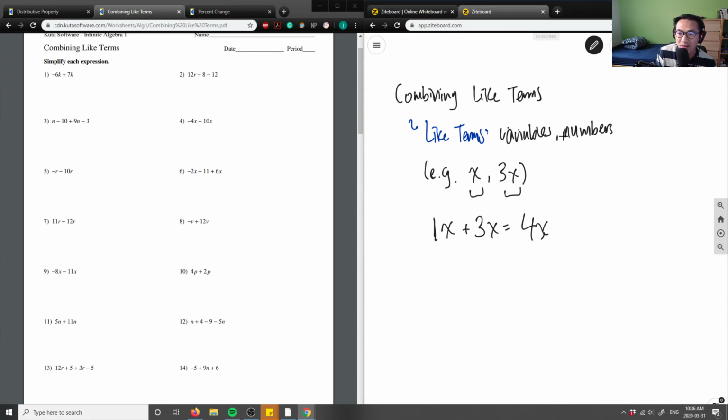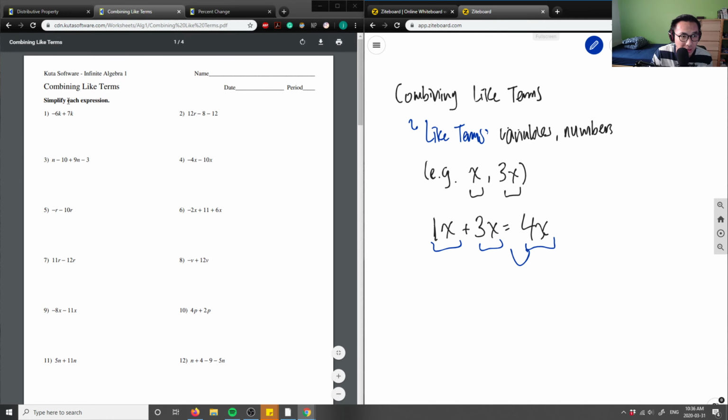So I'm combining like terms, right? I had two terms in this case, one term here, one term here. I am combining them to make them one term, right? So I'm simplifying. That's what this means. This thing here says simplifying each expression. That's what I'm doing with combining like terms, right?